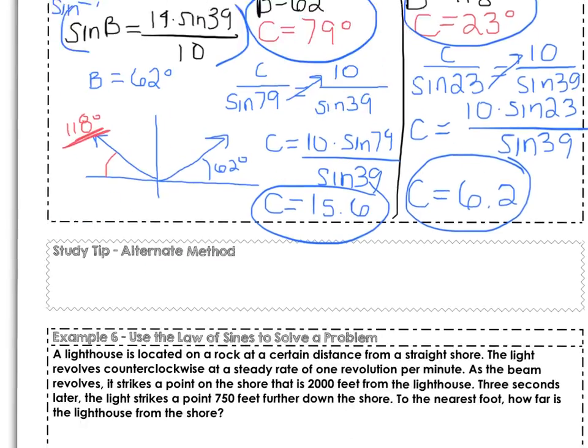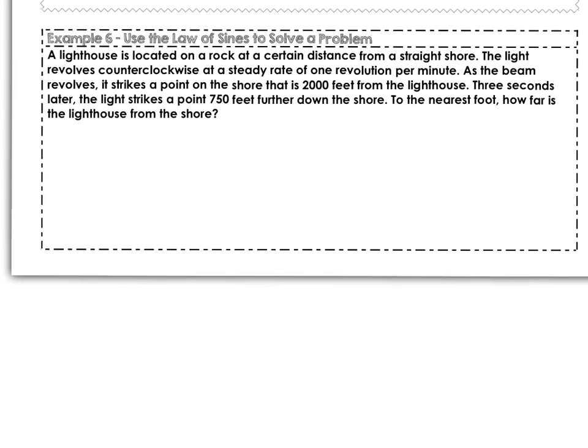All right, so now we're going to move into our last example for this section, which is a real-world problem. So it's going to take a lot of patience when reading it. A lighthouse is located on a rock a certain distance from a straight shore. Okay, so here's our lighthouse. Okay, and here's going to be our shore.